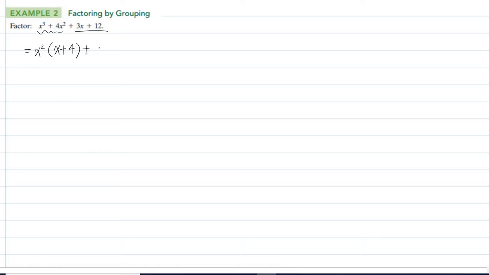In that group I only have 3 and 12. I'm going to take a 3 out. So I'm going to factor this, and we'll have x plus 4 left. Once we have this, it's actually similar to the first example, part B. So in this case, we're going to take x plus 4 out. What's left over is x squared, and in this group what's left over is 3. And then you're done.